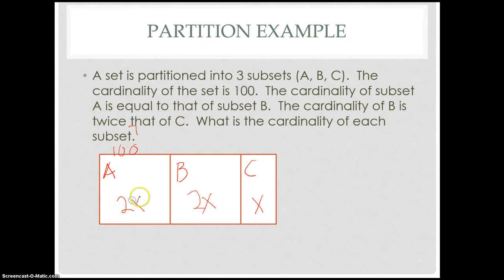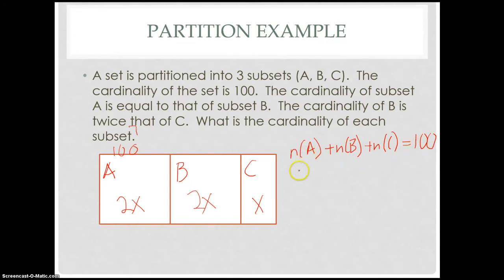So if B is 2x, A must be 2x. Now, I'm going to write down a definition here that's pretty important about partitions, a formula, and that is that the cardinality of subset A plus the cardinality of subset B plus the cardinality of subset C has to equal the cardinality of the universal set. In this case, the cardinality of the universal set is 100. This is one of the parts of the definition. Basically, if you add all the subsets up, you get the entire partition.